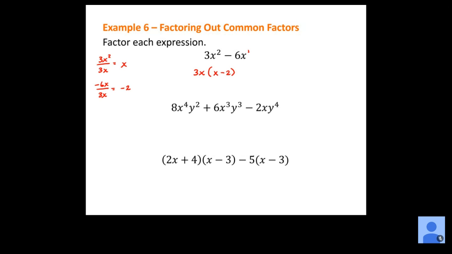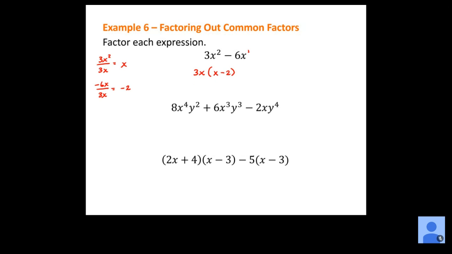Now, you can always look to make sure there are no other common factors that can be factored out. In this case, the 3x on the outside, the x minus 2 on the inside, no more common factors. That is our answer.